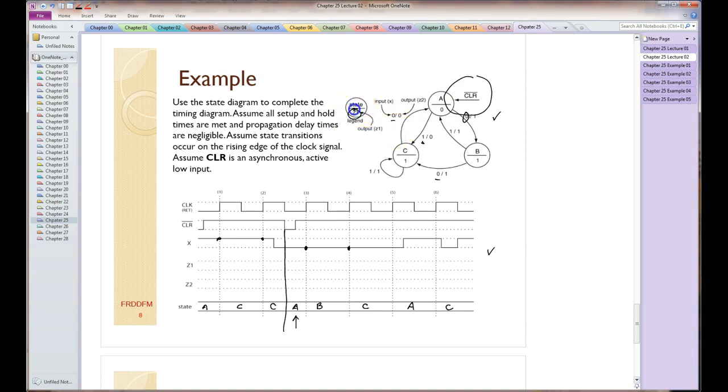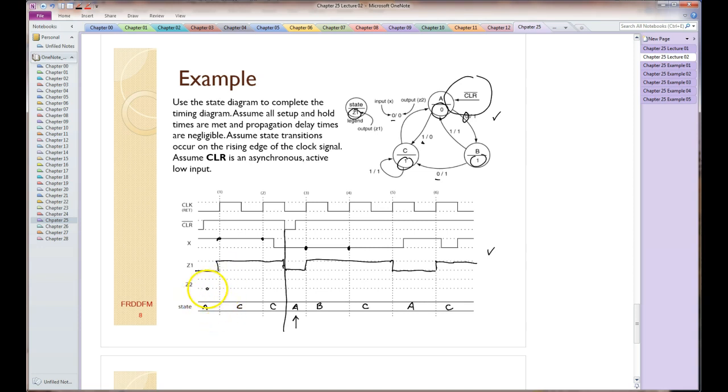Z1 is the Moore output. It's a matter of state. So I'm going to look for everywhere I'm in state A. If I'm in state A, Z1 is a 0. There's Z1 in state A, state A, state A. Everywhere else, I'm not in state A, so I can see that Z1 is a 1, and I can go fill those in. In a structured format here, Z2 is the Mealy output.